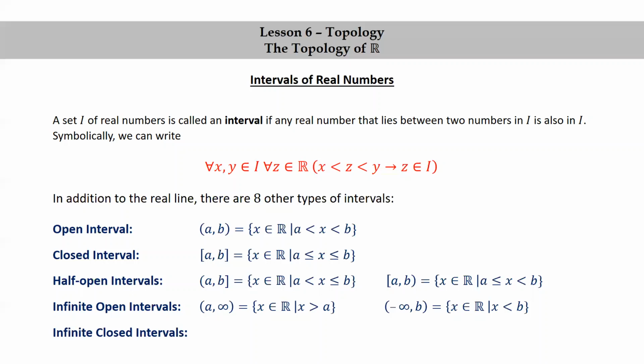And we have two kinds of infinite closed intervals. We use a closed bracket on the part where the real number is. So the closed infinite interval from A to infinity is the set of x in R such that x is greater than or equal to A. And the closed infinite interval from negative infinity to B is the set of x in R such that x is less than or equal to B.